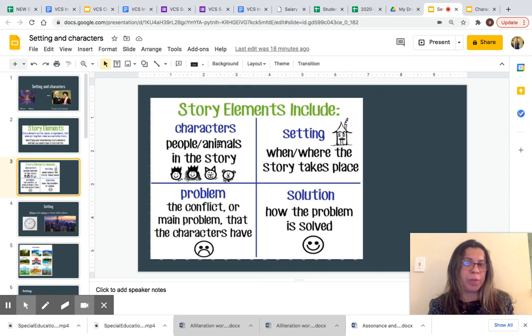Characters are the people and animals in the story. Setting, when and where the story takes place. Problem, the conflict or main problem that the characters have. Solution, how the problem is solved. In this lesson, we'll focus on characters and setting.